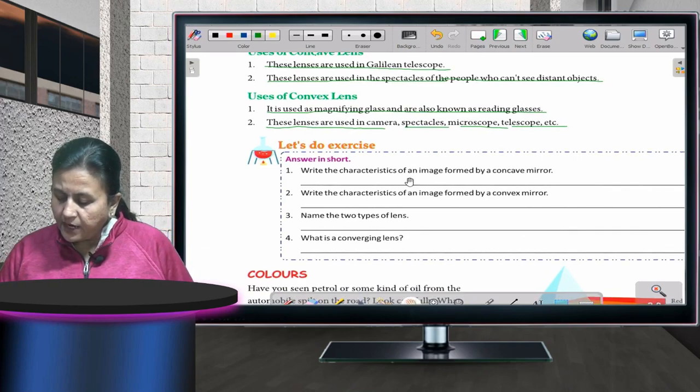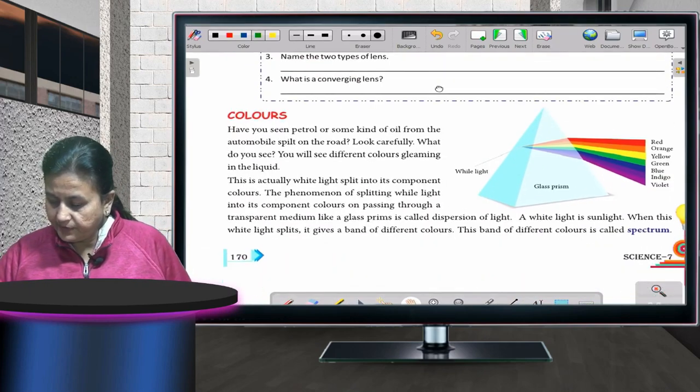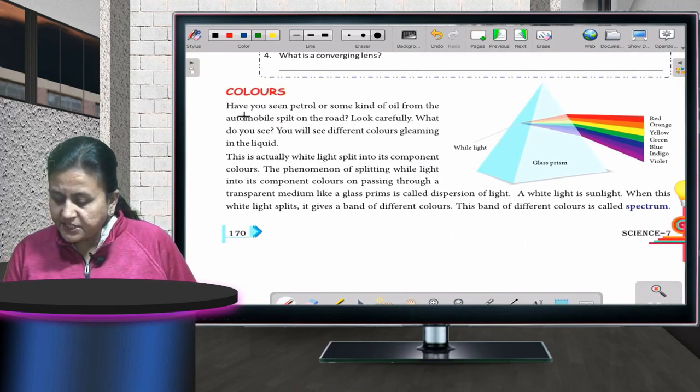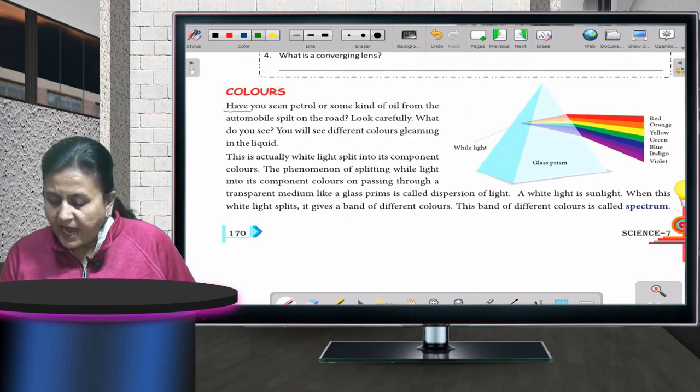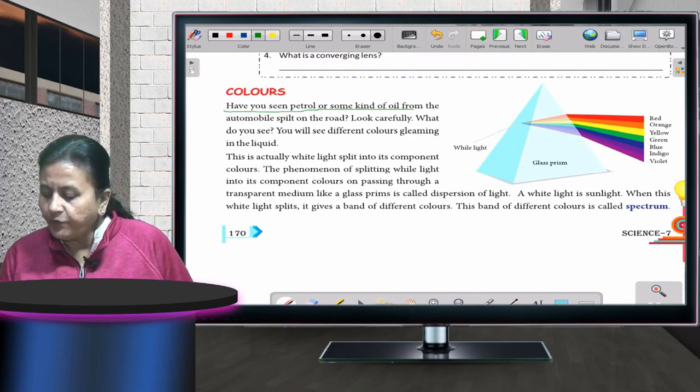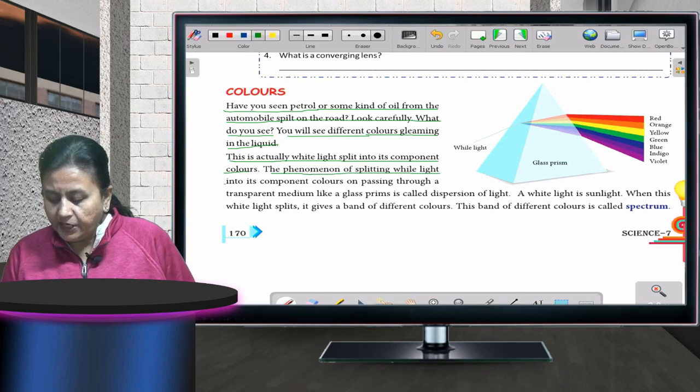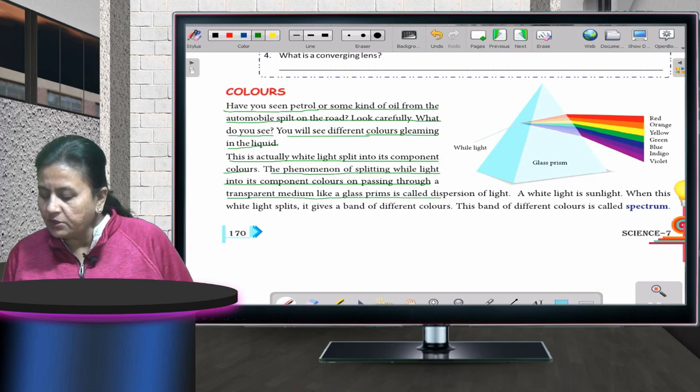What are colors actually? This is very interesting. Just read it out with me. Have you seen petrol or some kind of oil from an automobile spilled on the road? Look carefully. What do you see? You will see different colors gleaming in the liquid. This is actually white light split into its component colors. The phenomenon of splitting white light into its component colors on passing through a transparent medium like a glass prism is called dispersion of light.